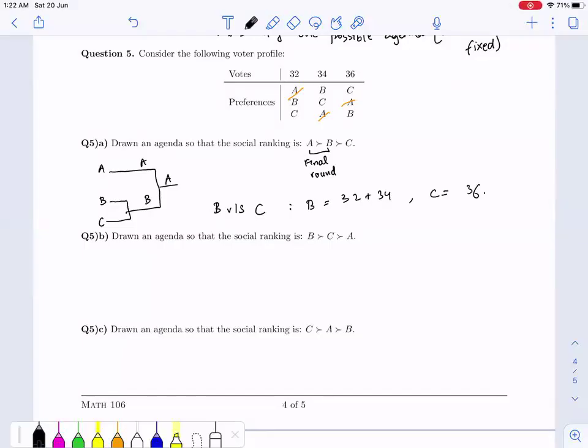And I think similarly, we can do these. So B needs to win over C, needs to win over A. So the finalists are B and C. B wins, and A can compete with either C or B in the first round. So let's see if this agenda works.